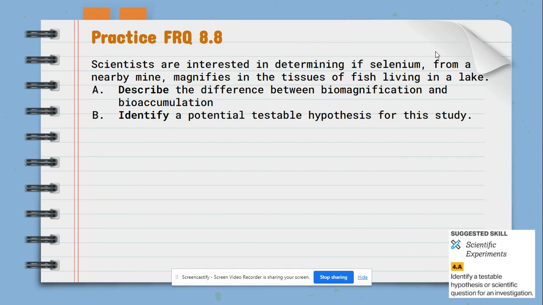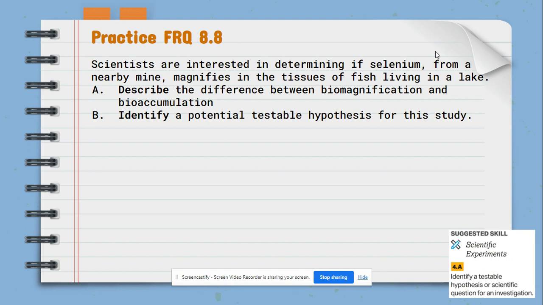So here's our practice FRQ for 8.8. If you want to pause the video at this point, take a moment and answer the practice FRQ in your notes and on the Edpuzzle. Okay, at this point we should have paused and answered our FRQ.